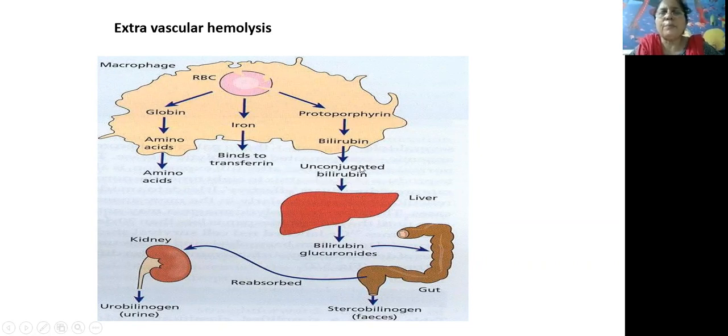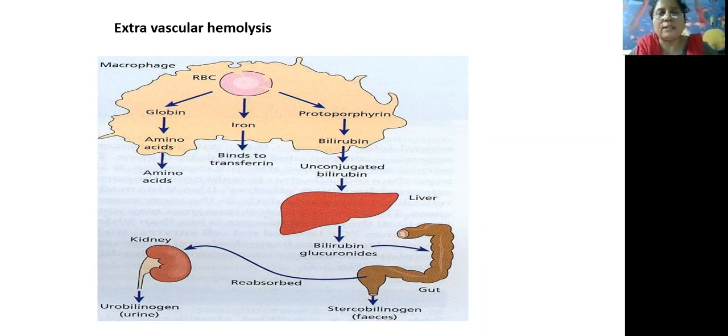Unconjugated bilirubinemia. Remember, and what is not there? What is not excreted in extravascular hemolysis? One of you can tell me. What is not excreted? In intravascular, it is excreted. HCl.